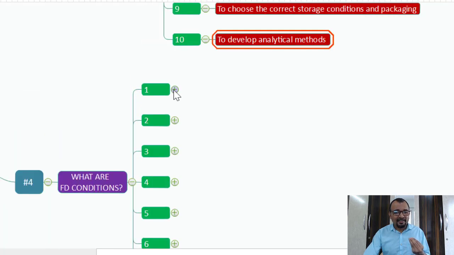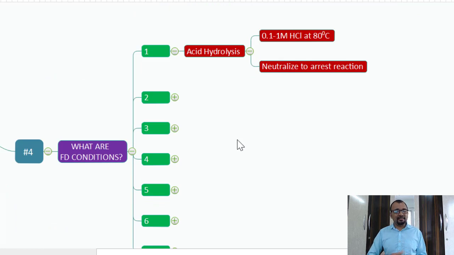The first one is acid hydrolysis. The acid hydrolysis can be studied by having a suitable strength of the acid. It can be, let us say, 0.1 molar hydrochloric acid or 1 molar hydrochloric acid. Now there is no such guidance available on what strength of acid you must use. But you must decide on the strength of the acid purely based on the degradation achieved.